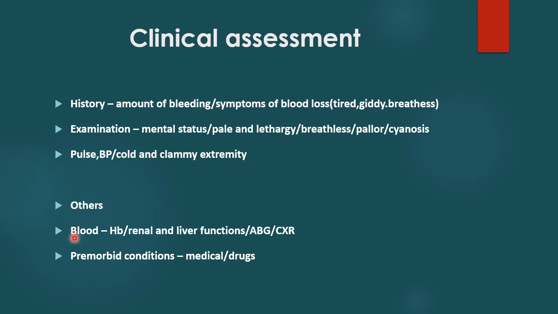Others, blood tests including hemoglobin level, renal and liver function tests, arterial blood gases, and chest X-ray are all important and must be done as soon as possible. The other important thing to assess is the pre-morbid conditions of the patient, especially the medical conditions and the drugs he is on. These are important because most of these patients with lower GI bleed are older or elderly patients, and they are prone to other problems of their pre-morbid conditions.